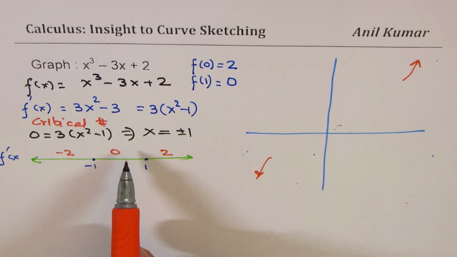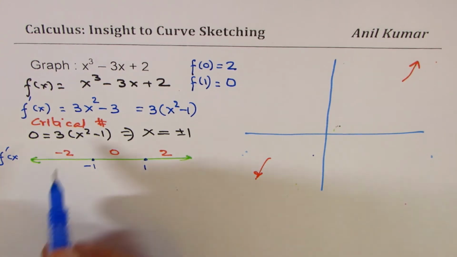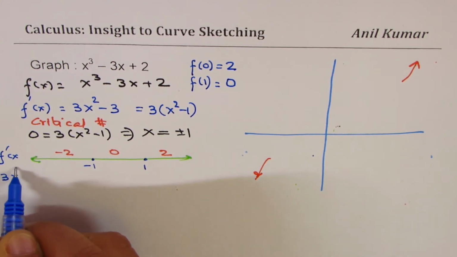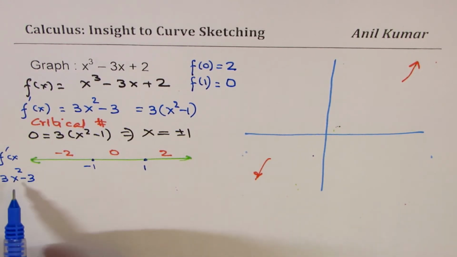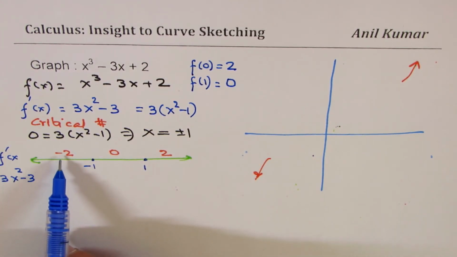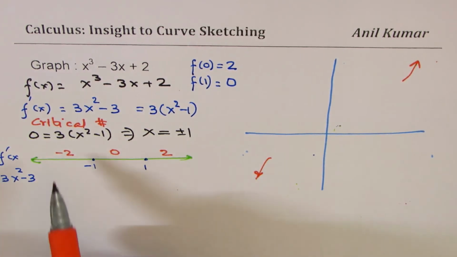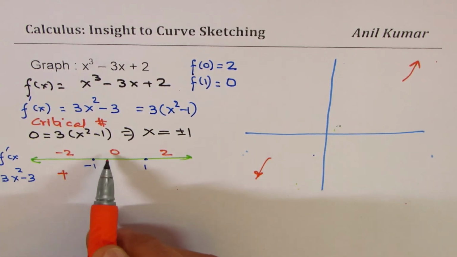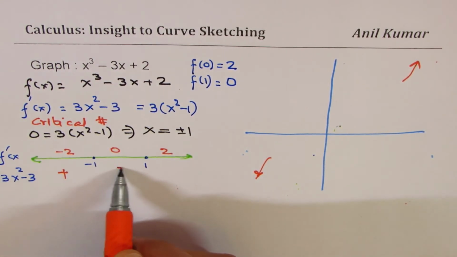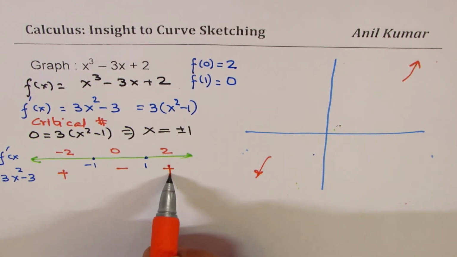And what do we have to test? The derivative, which is 3x squared minus 3, right? Now, if I have a value like minus 2, then what do I get? When I substitute minus 2 here, I get a positive value. If I substitute 0 here, I get minus 3, which is negative. If I substitute plus 2, I again get a positive value.